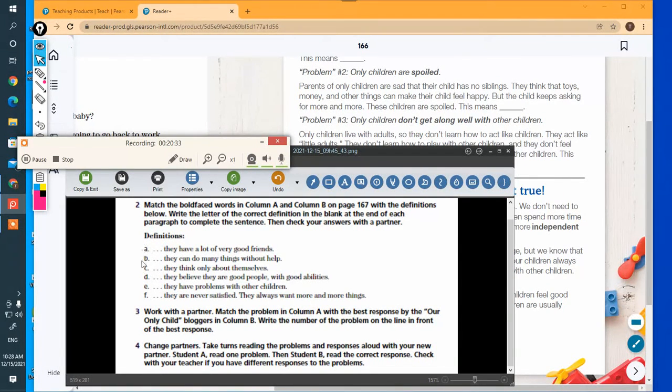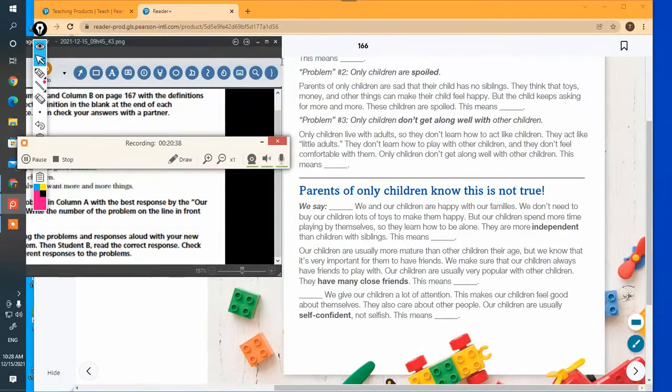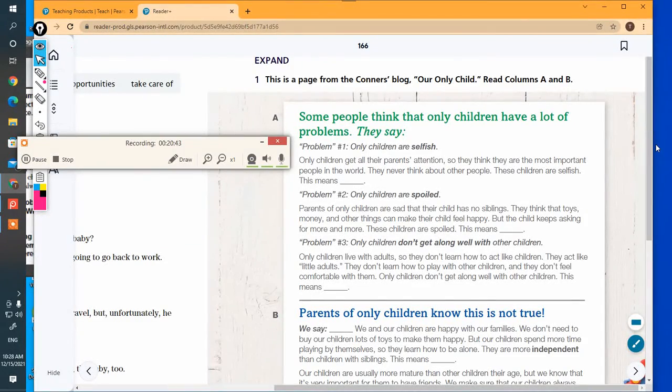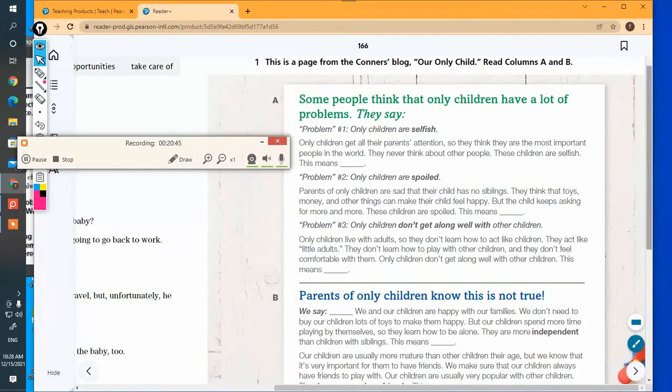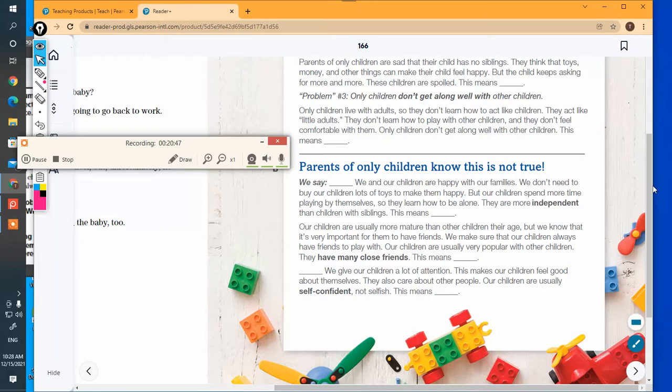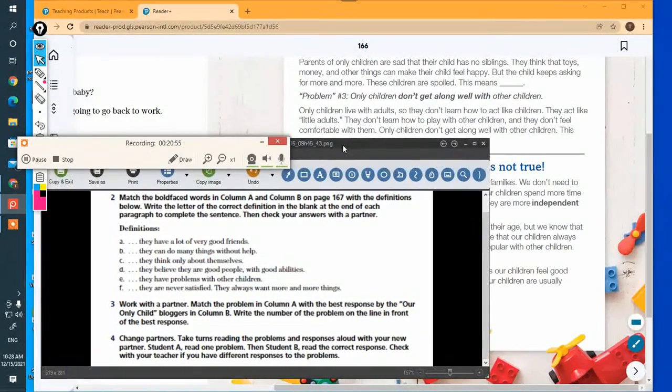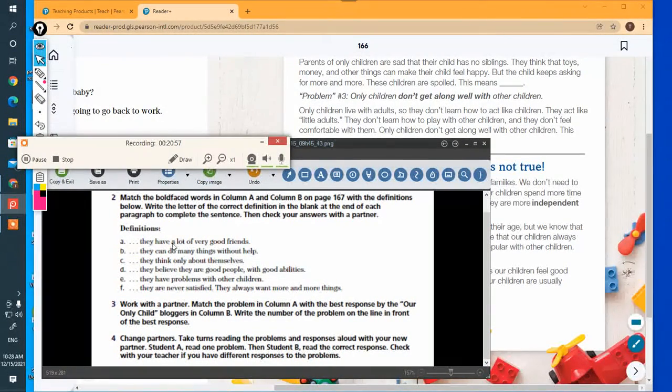First, we're going to match the definitions to the words in boldface. So the words in bold are selfish, spoiled, don't get along well, independent, have many close friends, and self-confident. So you want to pause the video, but listen to the instructions first. You're going to match the boldface words with these definitions.